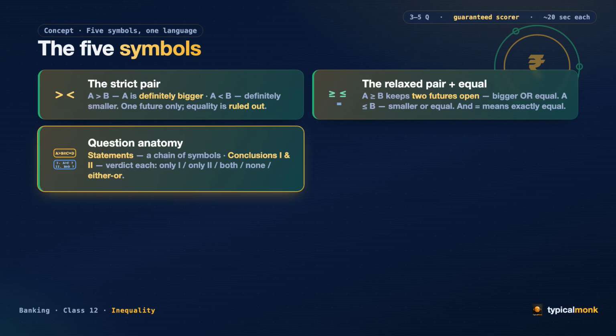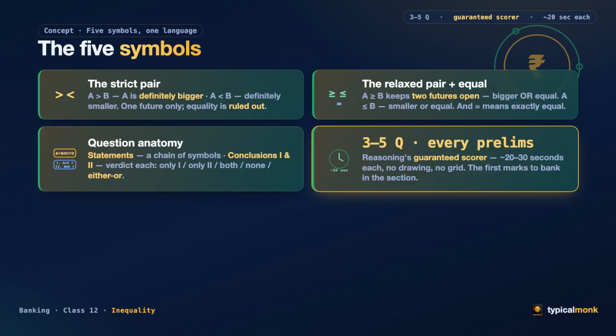Tile 3, the anatomy of the question. On top, statements, a chain of symbols, like A greater than B, B greater than or equal to C, C equal to D. Below, conclusions 1 and 2, and you must deliver a verdict. Only 1 follows, only 2 follows, both, none, or either, or.